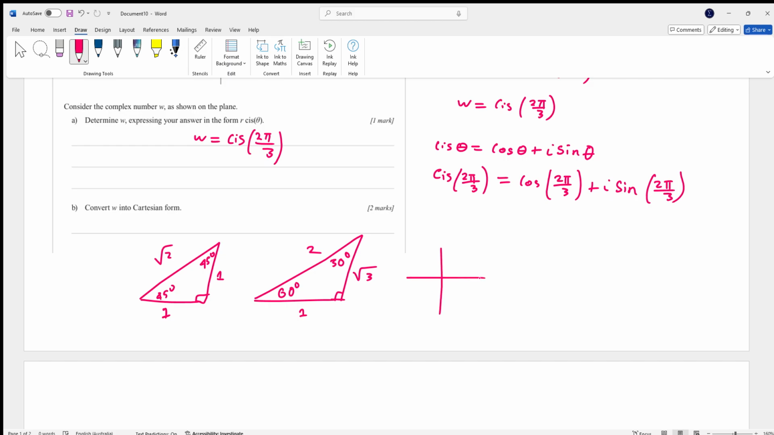Now, it's also good to understand what CAST is. So here, this represents cos is positive here, sine is positive here, tan is positive here, and all are positive here. Now we've got to work out what quadrant these are in. Because they're 2 pi over 3, they're all located in this quadrant here.